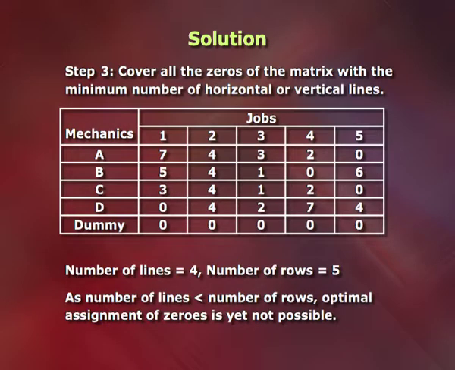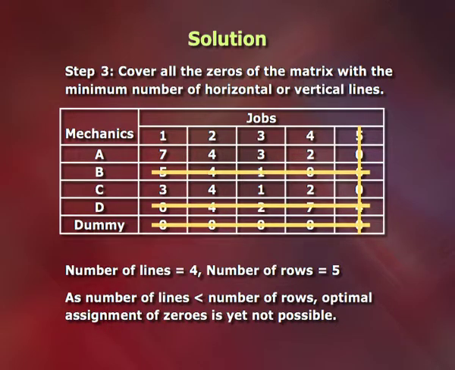Step 3. Cover all zeros of the matrix with minimum number of horizontal or vertical lines. Now, if you look at it carefully, 4 lines can cover all zeros. So, number of lines are 4, but number of rows including the dummy, they are 5. As number of lines less than number of rows, optimal assignment of zeros is yet not possible. So, what to do now?